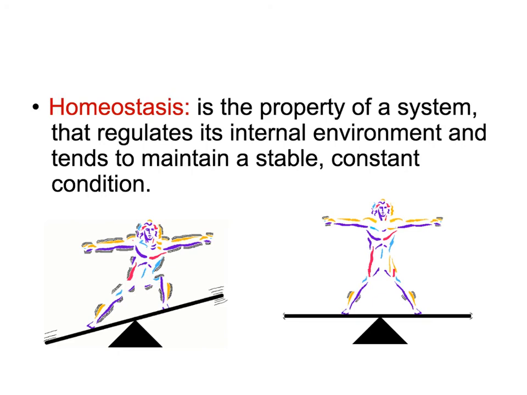Homeostasis is the property of a system that regulates its internal environment and tends to maintain a stable, constant condition. For example, your body temperature should be constant. Your body temperature should be nearly 37 degrees centigrade, and it should be constant because we are warm-blooded animals, and keeping it constant is homeostasis. Sometimes when the temperature is hot, you perspire and get rid of some heat.